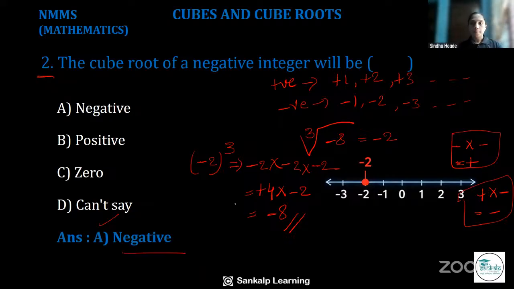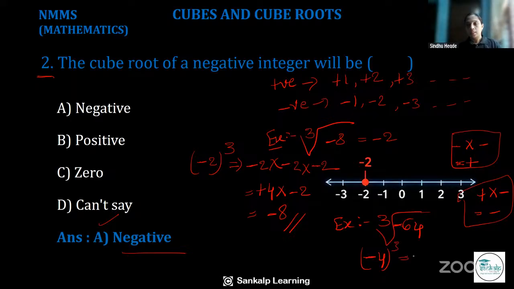This one is the first example. We will see one more example, that is cube root of minus 64, because we have to take a negative integer here. We want to find the value of the cube root of a negative integer. So minus 64. It is minus 4 whole cube. Minus 4 into minus 4 into minus 4.